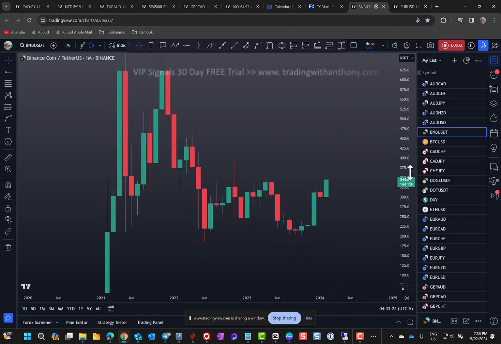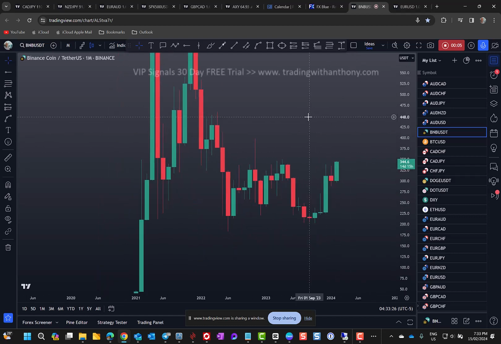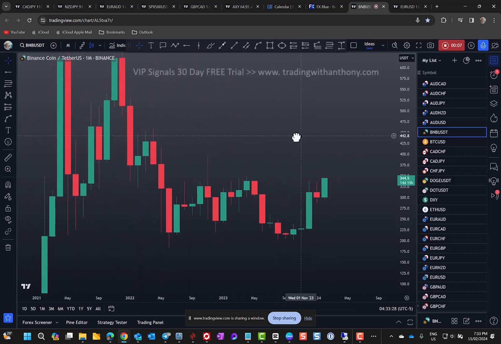Traders, we're looking at Binance on the monthly time frame now. You want to be a little bit careful at the moment. This has traded into a key level here. So we've broken these highs, trading up to this level.